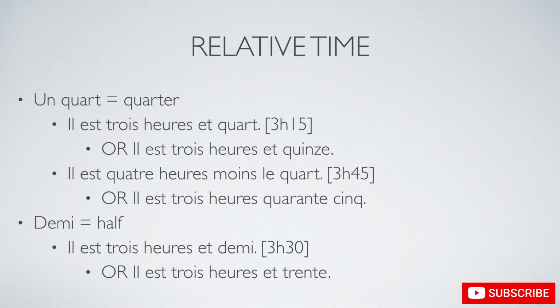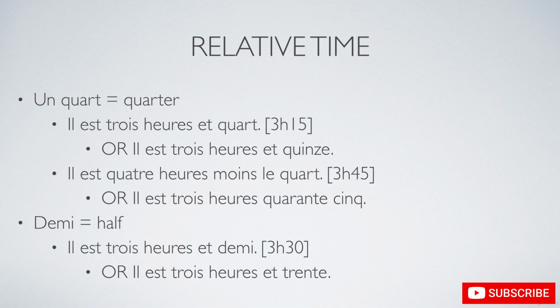So here we have un quart, which is a quarter. So in the example here we have 3:15, which is il est 3h et quart, so it's 3 o'clock and a quarter. Or you can say il est 3h15, which is just reading out the time regularly. We can also say il est 4h moins le quart, so it's 4 o'clock minus a quarter. Okay, or il est 3h45, it's 3:45.